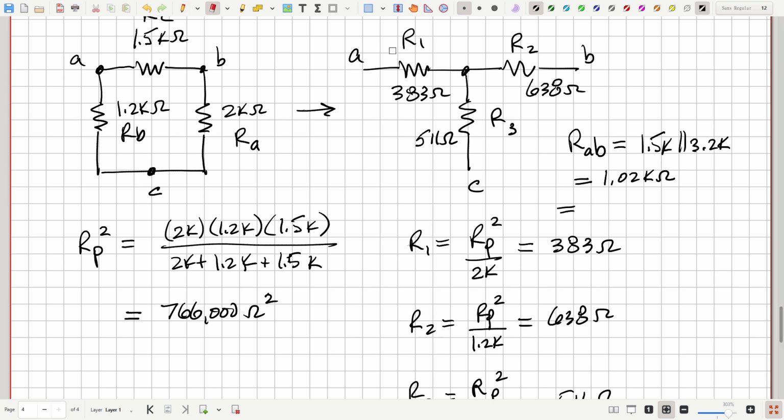And then over here, it would just be R1 plus R2. And that's 383 plus 638, and that indeed is 1.02 kilo ohms, to a little bit of round off error there. It would actually be 1.01 kilo ohms, because 3 plus 8 would be 11, but a little bit of round off error because we're going to 3 digits. Okay, so that just is a check, right? You could check from B to C and A to C and so on. Good idea to make those checks just to make sure you did the calculations correctly.